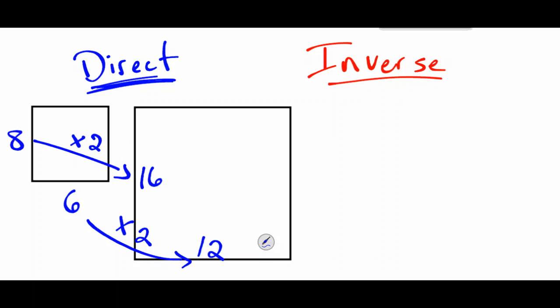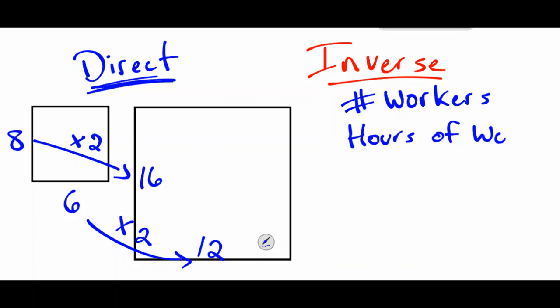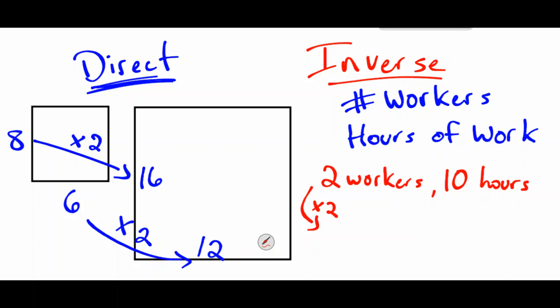Inverse works differently. Actually, it's not really possible to show that with a shape. A good inverse relationship is talking about maybe the number of workers that we have and the hours that it takes to complete a job. Hours of work. So let's say I have 2 workers and it takes 10 hours to complete that job. If I double the workers, if I multiply that times 2, making it 4 workers, it's not going to take twice as much time. It's going to take less time. It's actually going to get divided by 2.